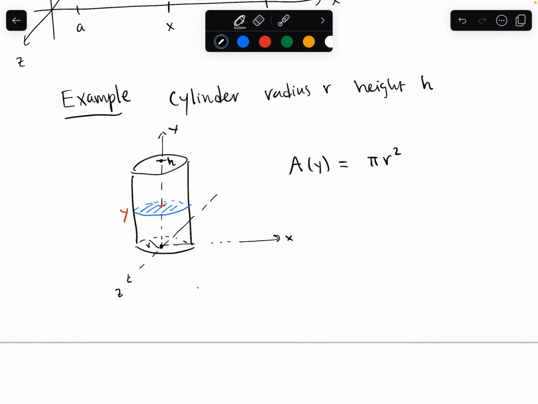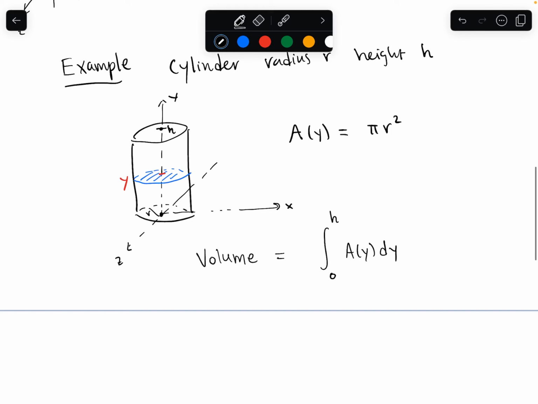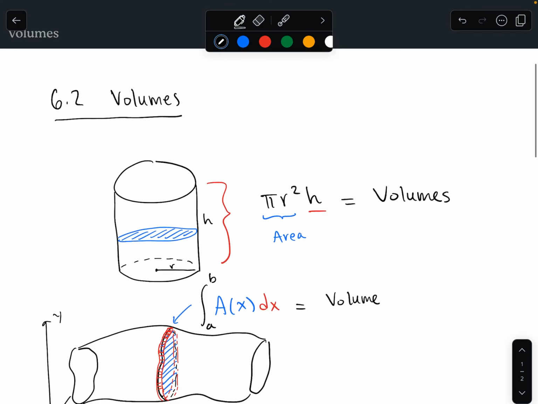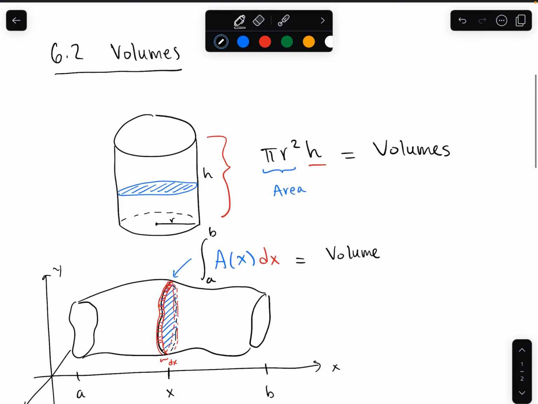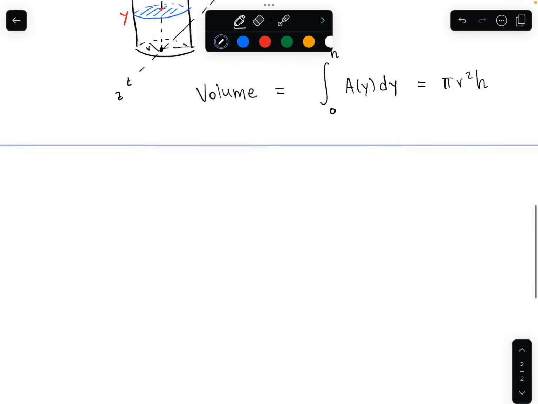So now to compute the volume of this thing, we just use our formula. So we integrate from y equals 0 to y equals h, all the cross-sectional areas with their really tiny thickness dy. In that case, well, A of y is just pi r squared, that's a constant. So we just pull it out. And now when we do the integral it just gives us h. And so it's the same as the formula that we were probably taught earlier in our education, but now we can actually show it.